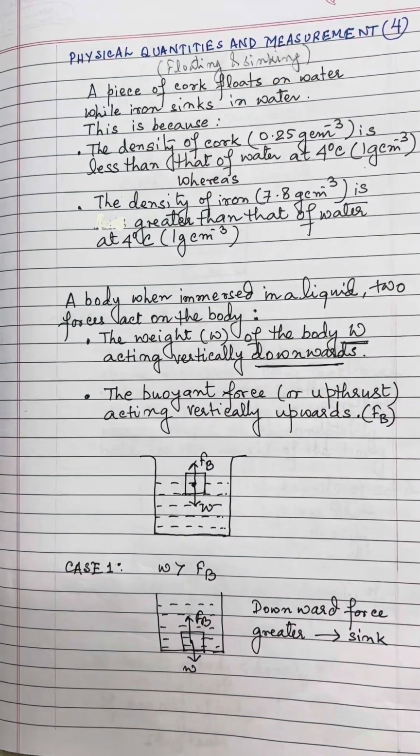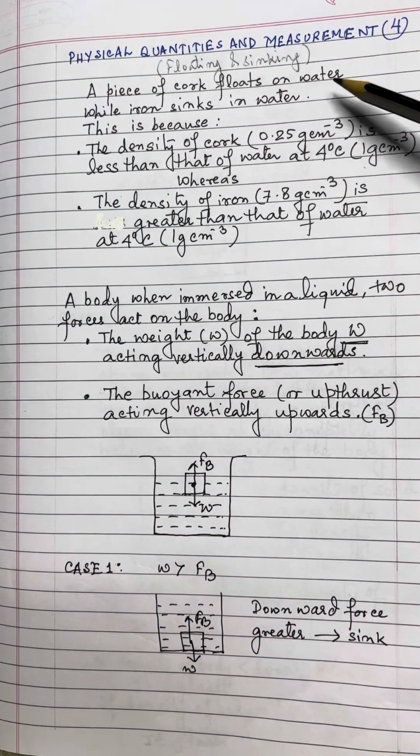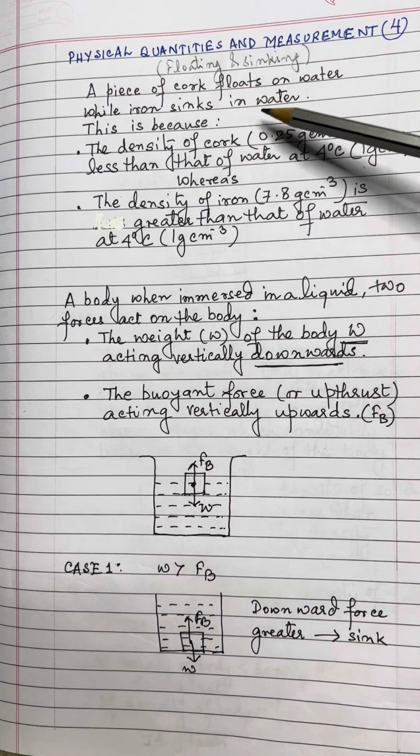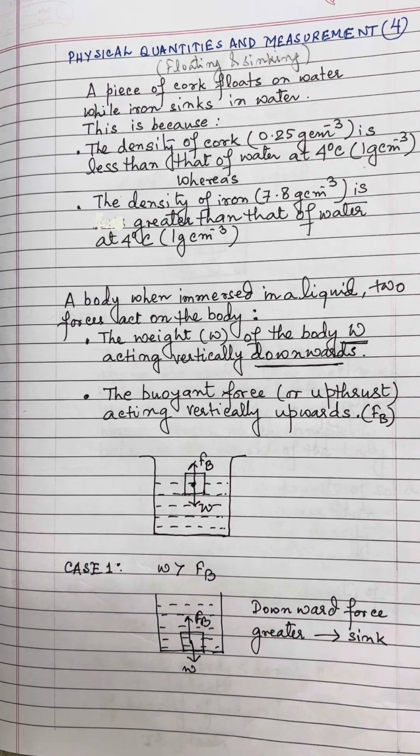Now suppose we know that a piece of cork floats on water while iron sinks in water. Now why is this so?